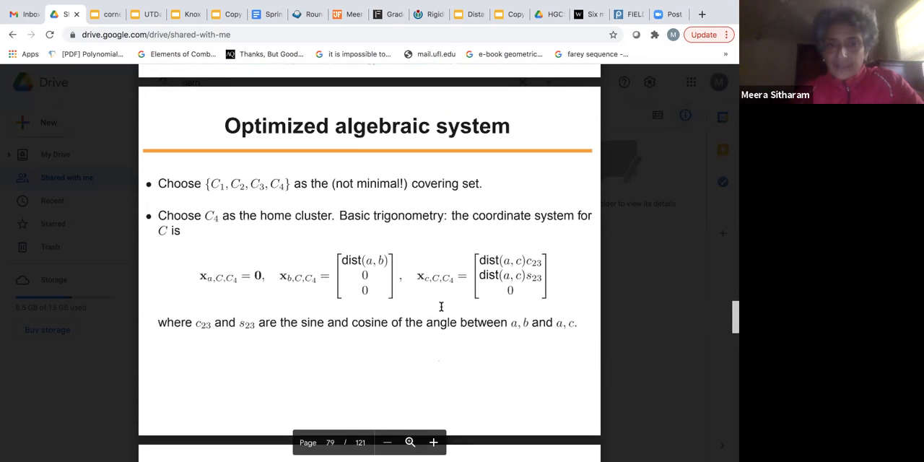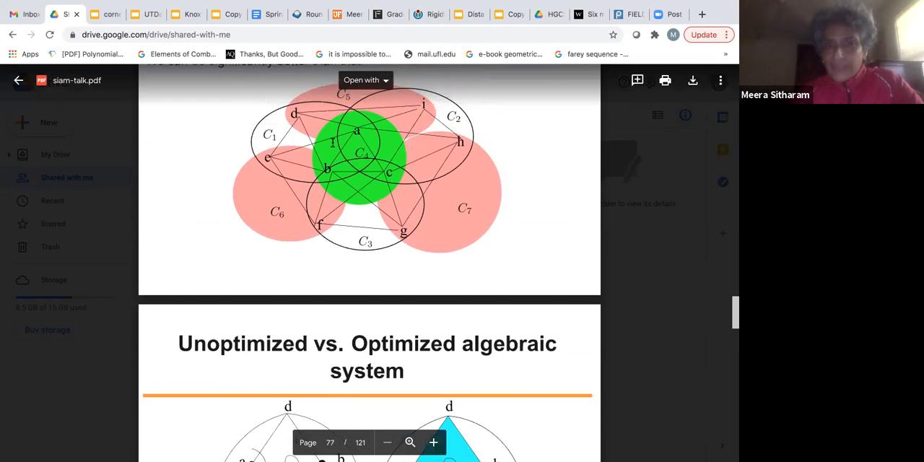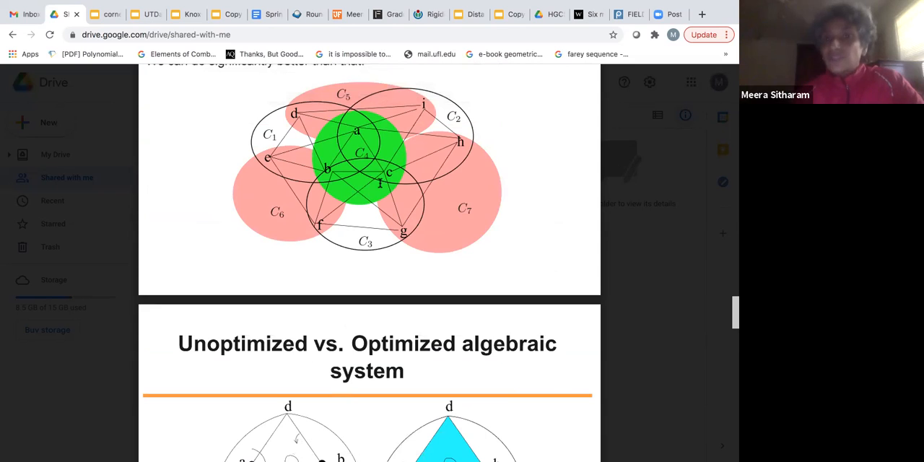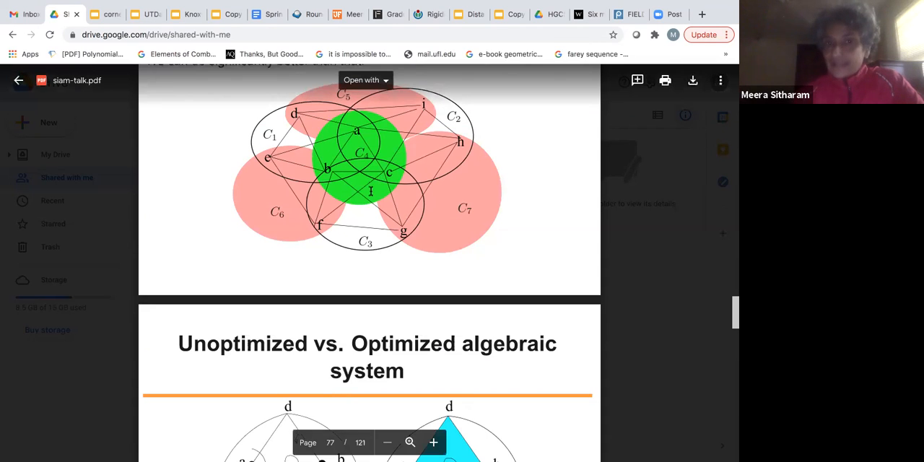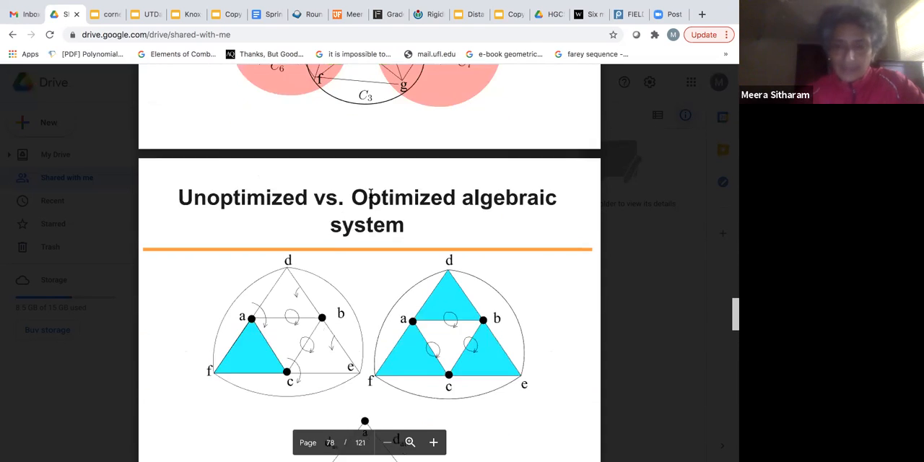So the second thing is use C1, C2, C3, and C4. And C4 may or may not have been a rigid subgraph of the original graph. So in other words, it may not have been in the canonical decomposition at all. You could still use it as an optimized way to actually take the recombination step in the DR plan and get an optimized algebraic system, okay?